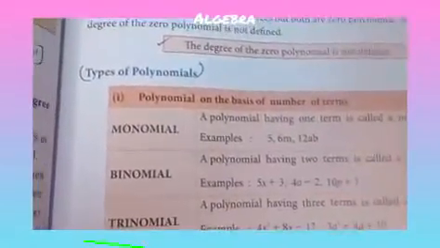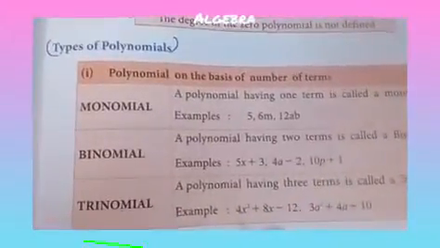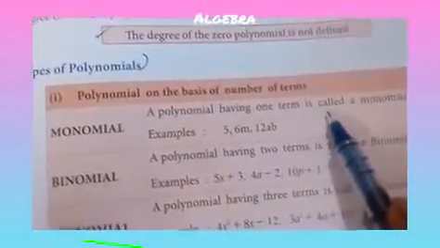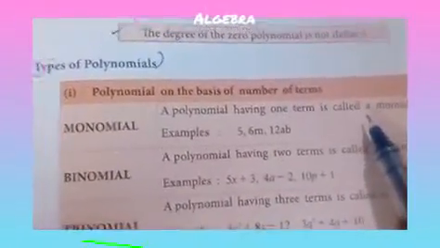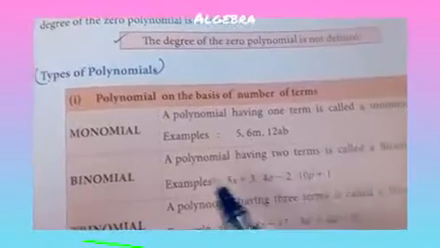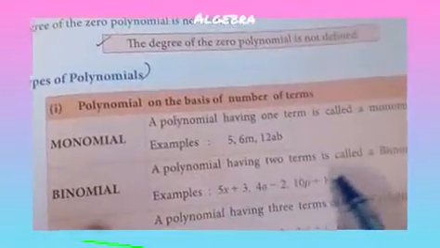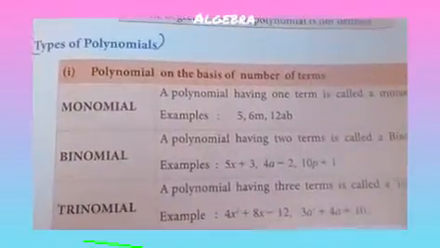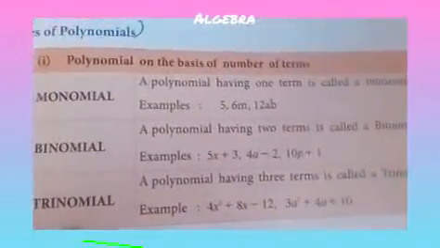Next you have the types of a polynomial. Already you know about it. They are the monomial, binomial and trinomial. A polynomial having one term is called a monomial. A polynomial having two terms is called a binomial. A polynomial having three terms is called a trinomial.